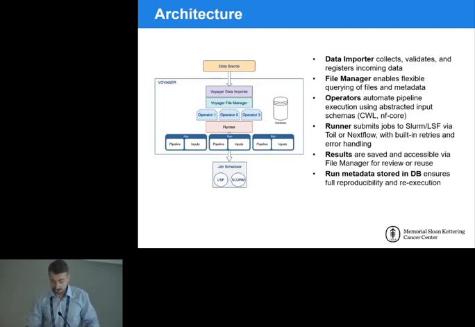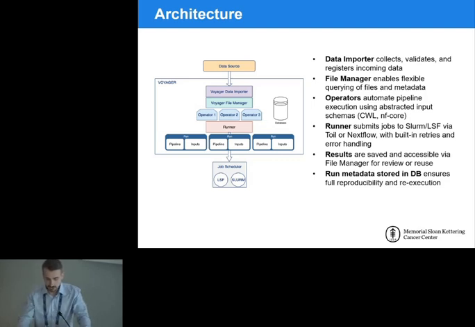The operators are the core of our automation system. Each operator handles a specific pipeline and transforms the data, using the file manager, into the input format expected by that pipeline. And this format is abstracted. We use the CWL input schema for CWL, but we use the nf-core convention for the Nextflow pipelines, so we can, in a unified way, construct those inputs. And once the pipeline and its inputs are defined, a run is created.